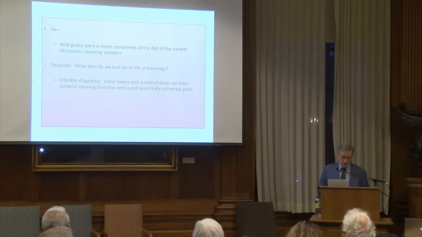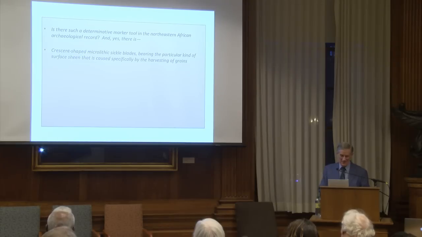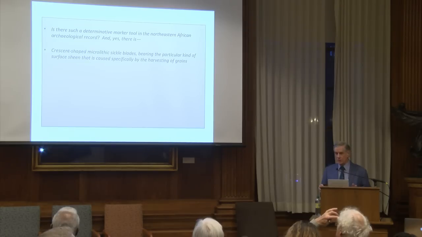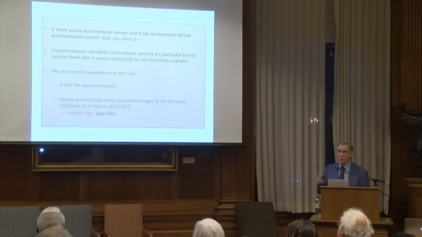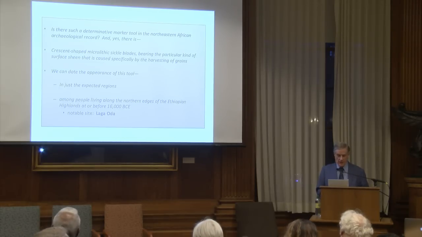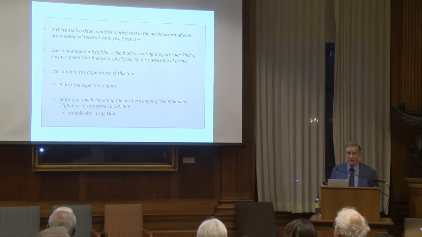Is there such a marker in the tool record of northeastern African archaeology? Yes, there is. Now, for most of the period of several years around the glacial maximum, our archaeological knowledge of the farther northern Ethiopian highlands is really minimal because so few sites have been studied. But there is one notable exception, Laga Oda, which is down at the very bottom of the slide. Laga Oda is located at the northeastern margin of the highlands near the modern-day city of Diridawa. And the findings of Laga Oda fit right in with the predictions of the ancient Afroasiatic word histories.